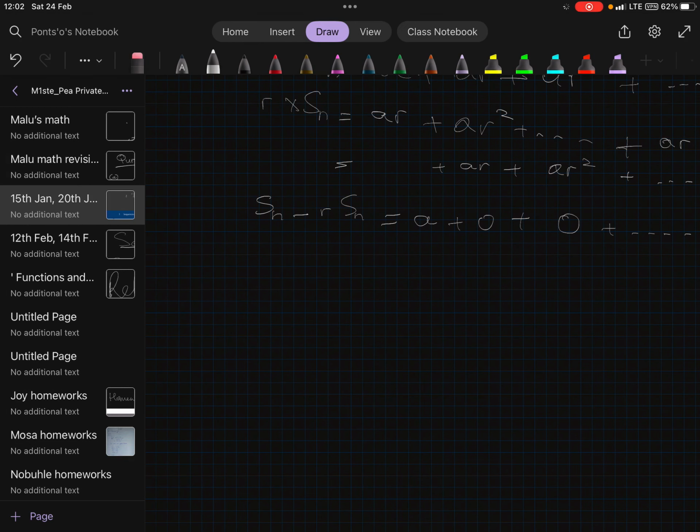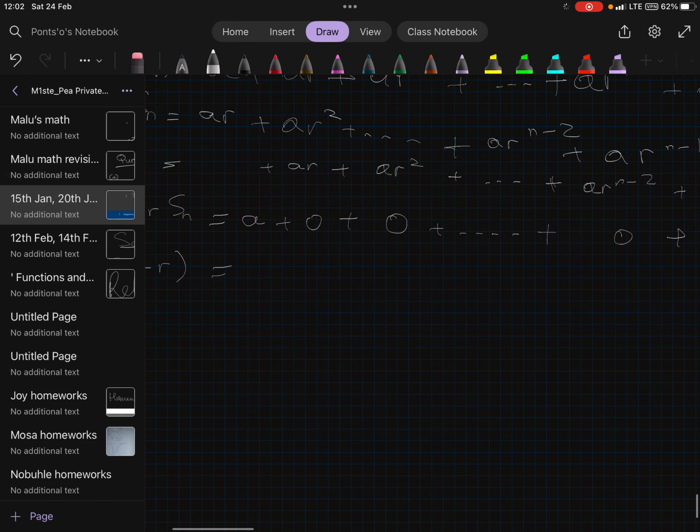Then, after subtracting, we can take out the common factor of the sum to the nth term on the left-hand side of the equation, so that we're left with 1 minus r. And on the right side, we're left with a minus ar to the power n.